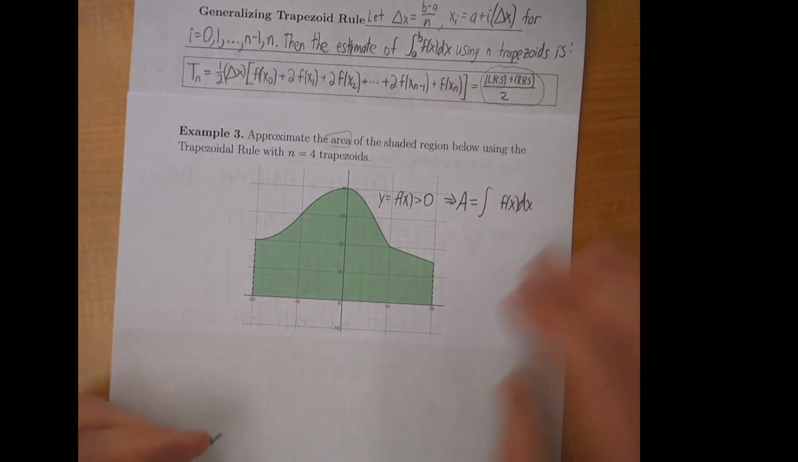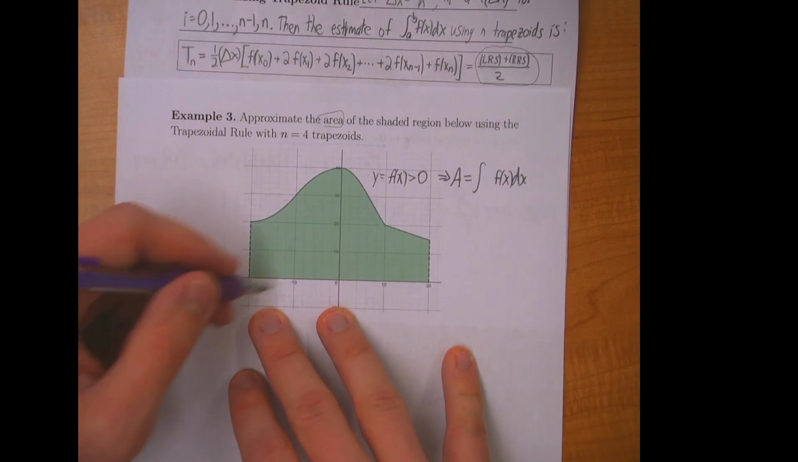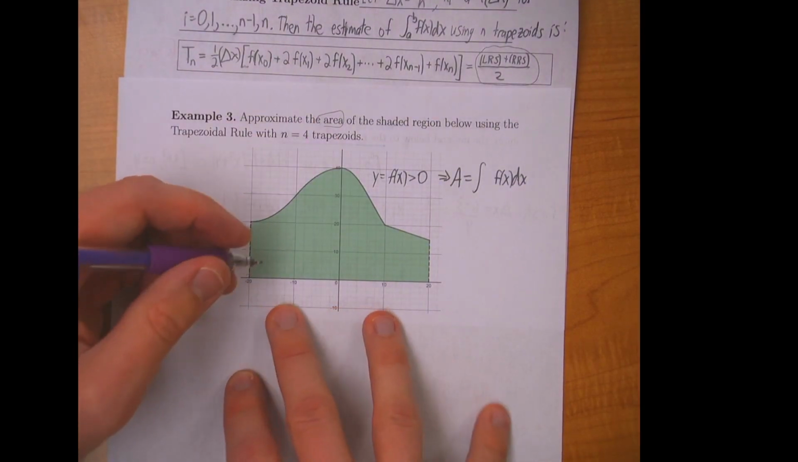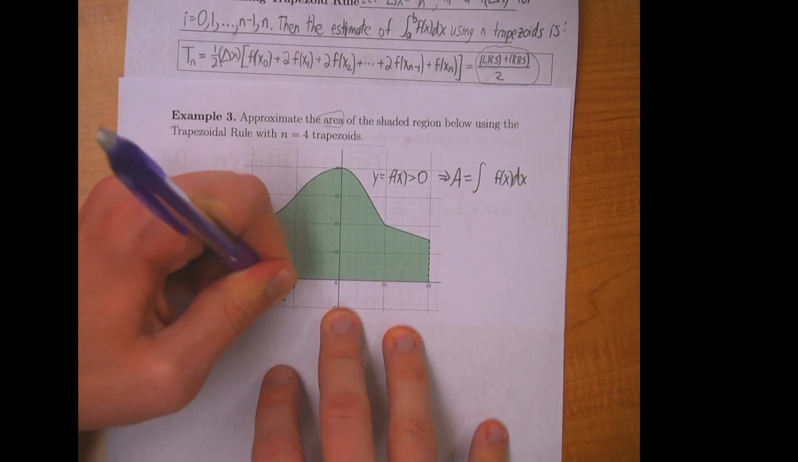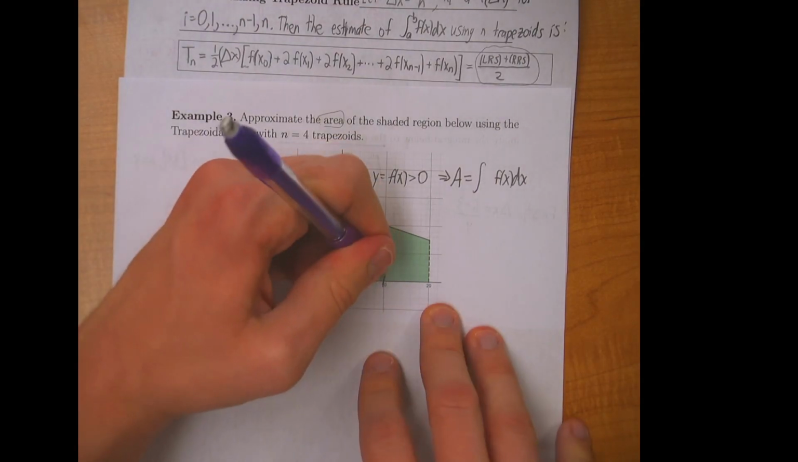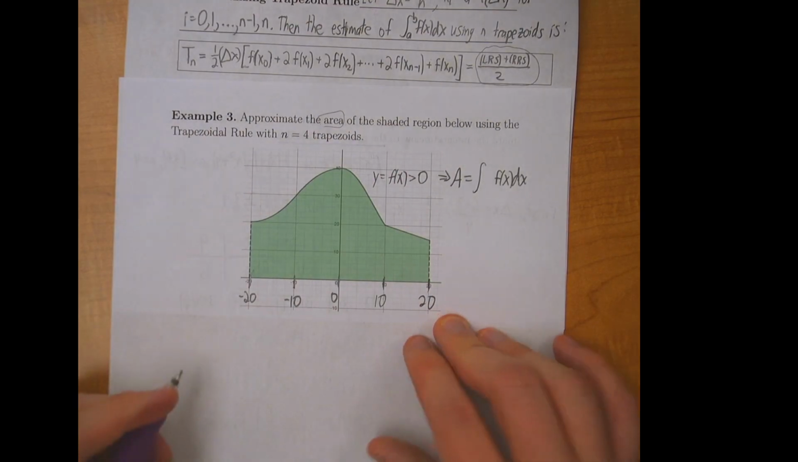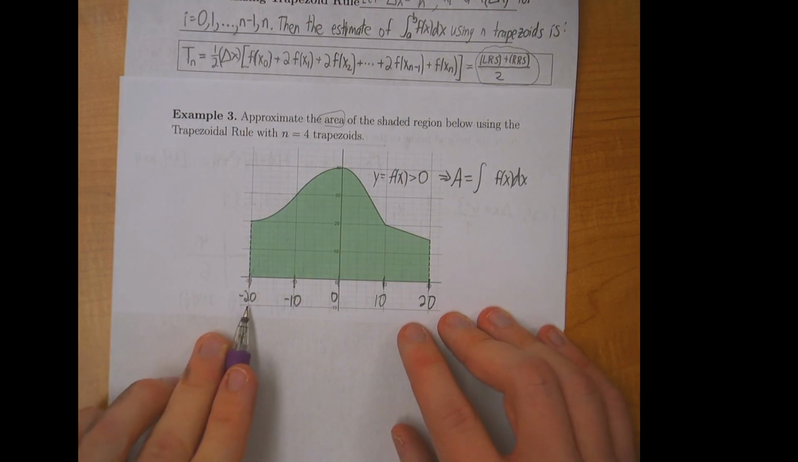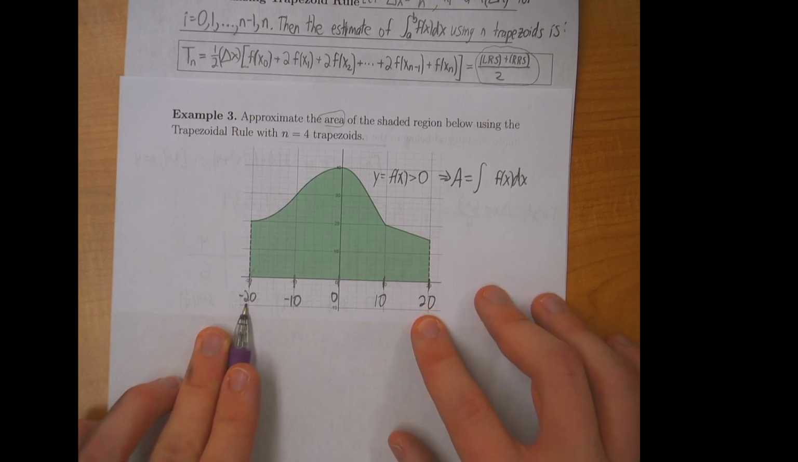So now we've got to figure out what our bounds are here. It's a bit harder to see with the numbers being so small, so I'll go ahead and magnify a few things. So this is negative 20, this is negative 10, this is 0, this is positive 10, and this is positive 20. So because of that, that should pretty quickly tell you that your lower bound is going to be negative 20, and your upper bound will be positive 20.